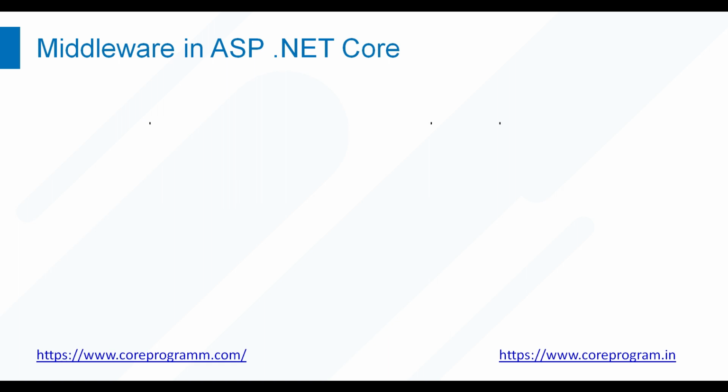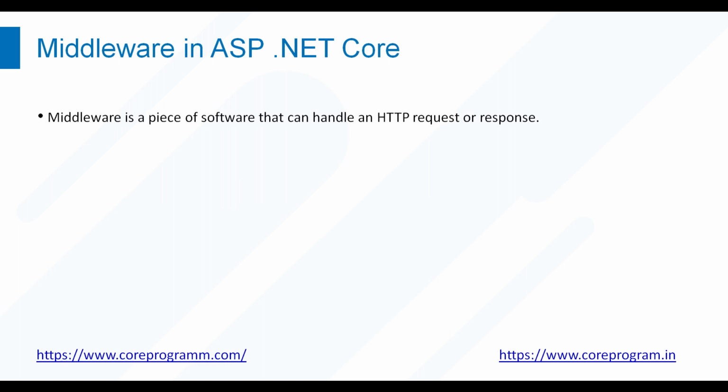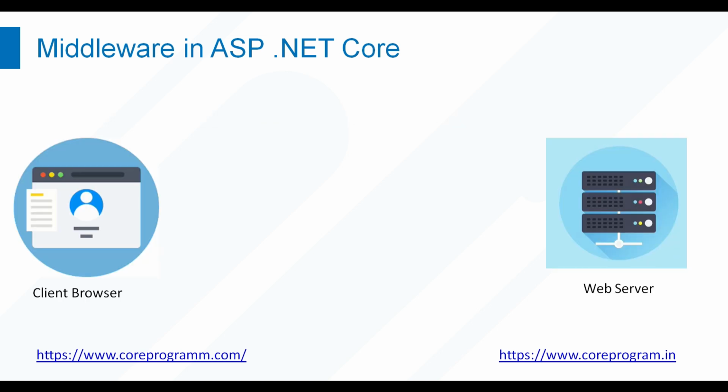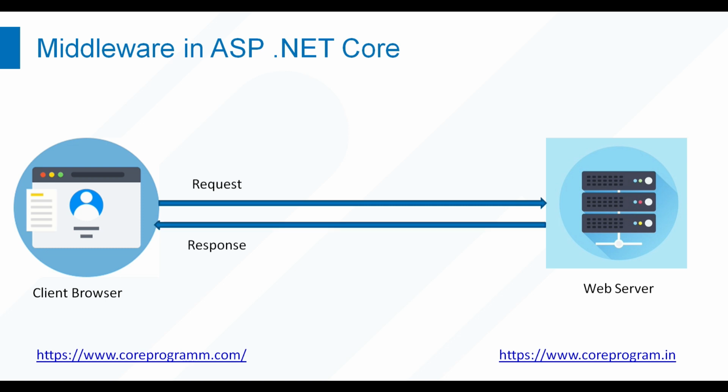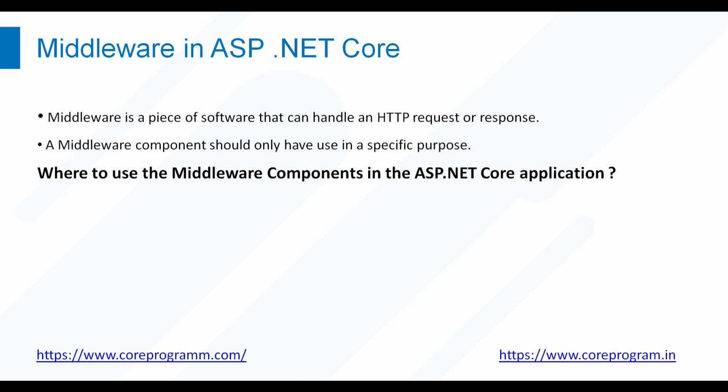So let's first discuss what middleware is in ASP.NET Core. Middleware is a piece of software that can handle an HTTP request or response. As you know, in ASP.NET Core MVC, when a user makes a request through the browser, it is sent to the web server, goes to the controller, and sends the response back to the client browser. Apart from that, there are some tasks to be done in the request and response. Actually, every request is filtered through the HTTP pipeline called middleware. The middleware filters the user request and sends it to the corresponding component, and it sends back the response in the same channel.